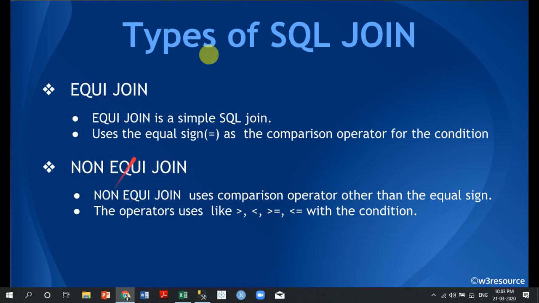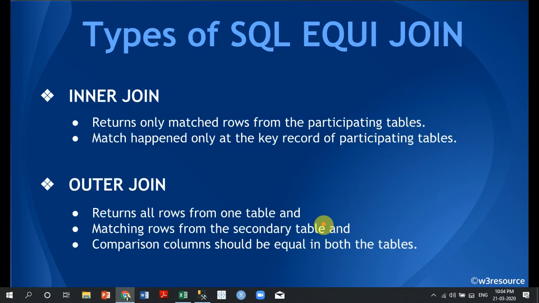Non-equijoin means that instead of this equality sign, you are going to use a non-equality sign, but you are going to use comparison operators only. As you can see, you can use greater than, less than, greater than or equal to, less than or equal to, right? But the core parameter is that a non-equijoin uses comparison operators other than the equal sign. So here we will not be using equal signs. We can use various other operators which are available with us.